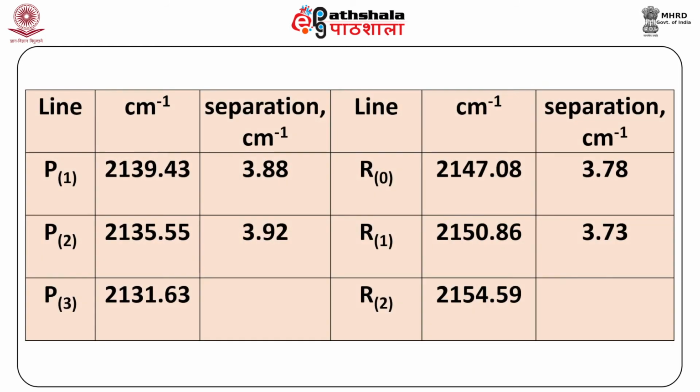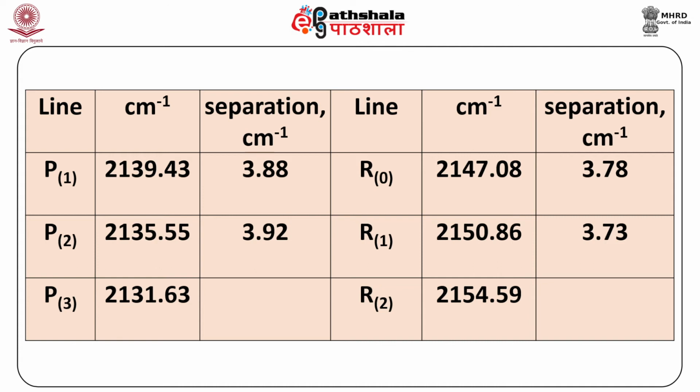Now, we have given in a table part of the IR spectrum of carbon monoxide, and you see that the band center is at 2143.255 centimeter inverse. We have obtained this from the average of P1 and R0, and the average line separation near the center is 3.83 centimeter inverse, and because you know that the spacing is approximately equal to 2 B bar, this is equal to 3.83 centimeter inverse, and you can see that B bar is equal to 1.915 centimeter inverse.